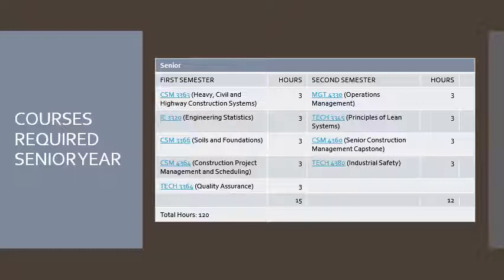You'll have quality assurance where you learn how to test the product to make sure it is worthy of being sold. You'll have operations management where you learn how to expand on learning how to manage an organization and how to manage a construction operation. You'll have principles of lean systems, senior construction management capstone, and industrial safety to wrap it up.